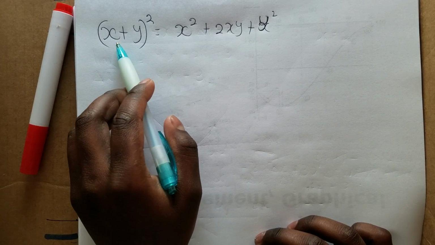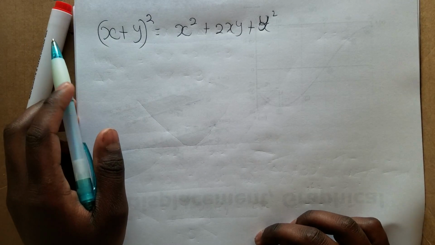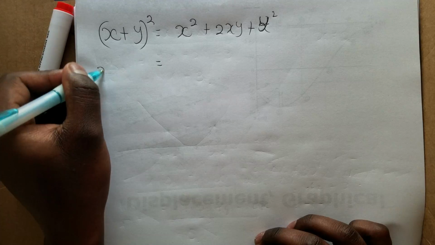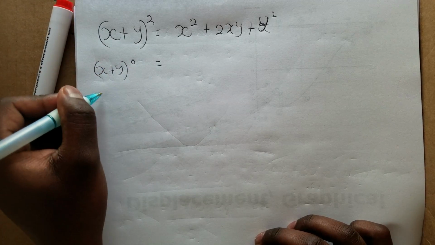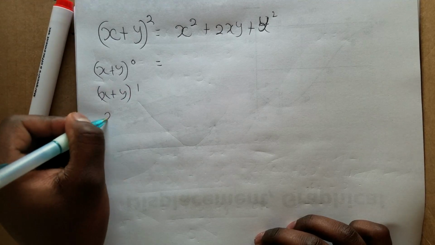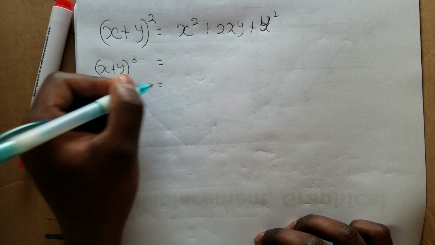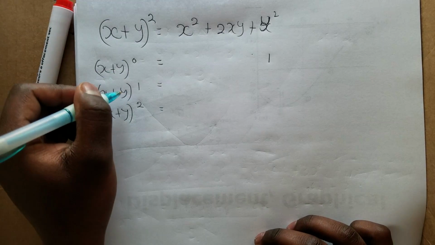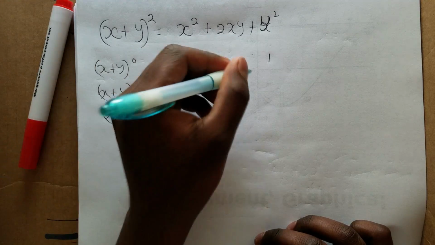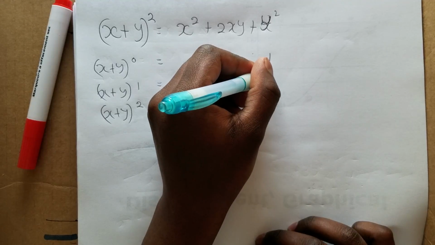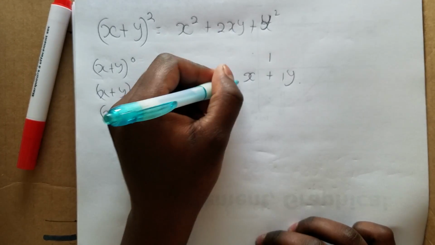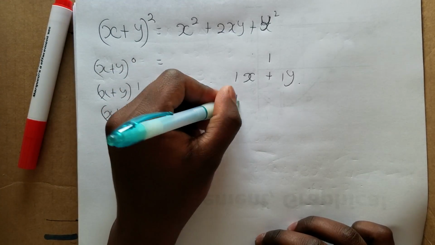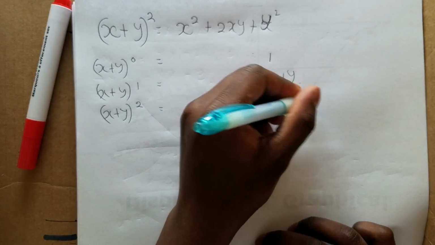When you factorize out these things, you get this number here, right? So there's a pattern that forms. Let's say you start with (x + y) to the 0, (x + y) to the 1, (x + y) to the 2. You would get (x + y) to the 0 is 1, (x + y) to the 1 is x plus y, which is 1, 1 here. (x + y) to the 2 is x squared plus 2xy plus y squared.